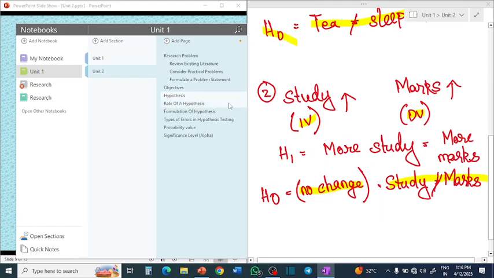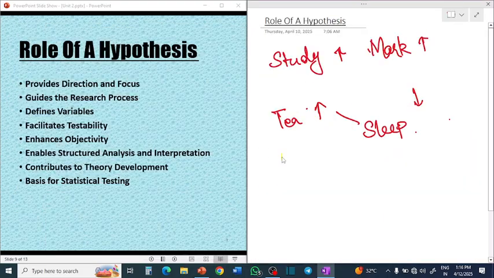So what is the role of a hypothesis? What is the use of making hypothesis? The hypothesis provides us the direction and focus. So by hypothesis, we know in what way we have to do that particular research. It guides the research process. It defines the variables. Like variables are what? Over here in our first study, the variables are study and marks. In second one, our variables are sleep and tea. So these are our variables, which defines our variables.